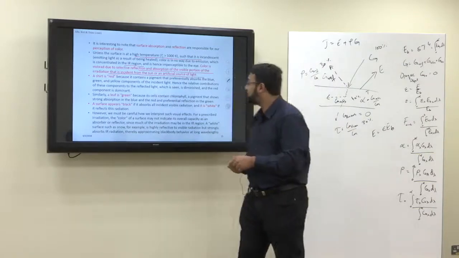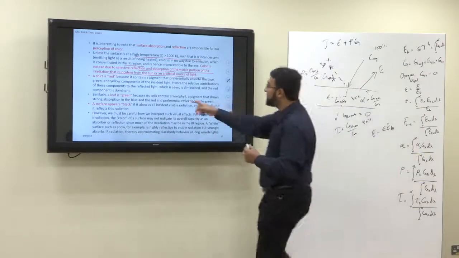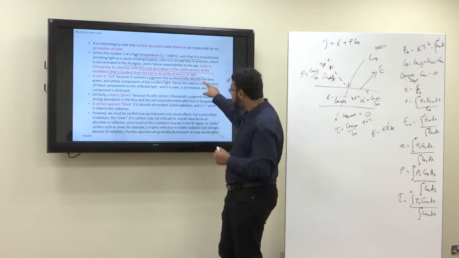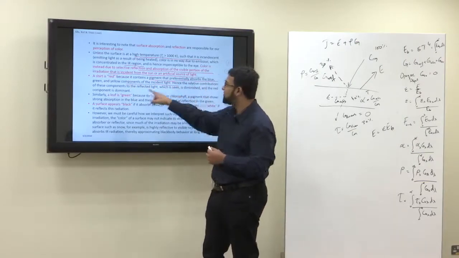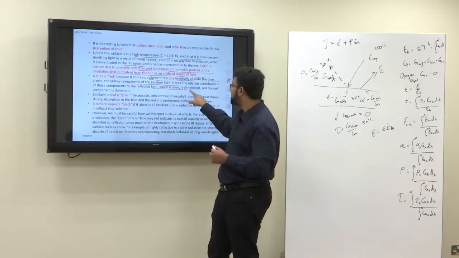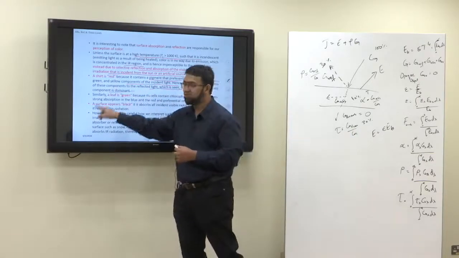Anyways, a shirt is red because it contains a pigment that preferentially absorbs the blue, green, and yellow components of the incident light. Hence, the relative contribution of these components to the reflected light which is seen is diminished, and the red component is dominant.